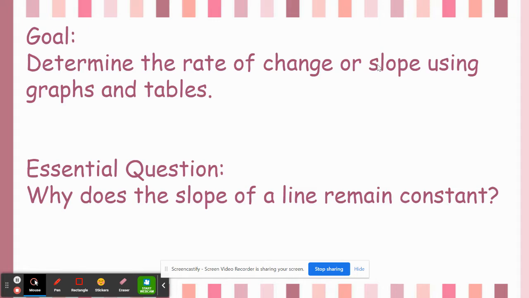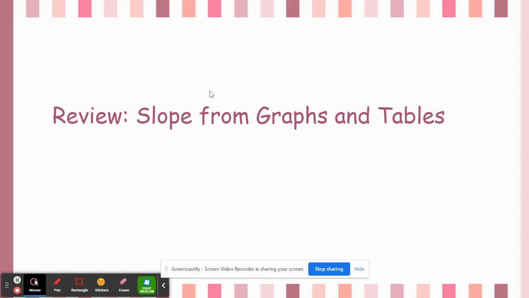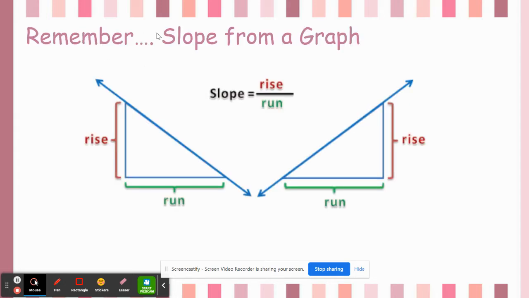Okay, so we're going to be working with rate of change and slope from graphs and tables. So nothing we're going to be doing on these notes today are new. It's all mixed review from what you've already done previously. So just a couple of reminders.